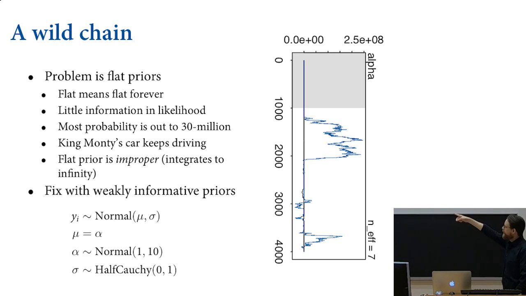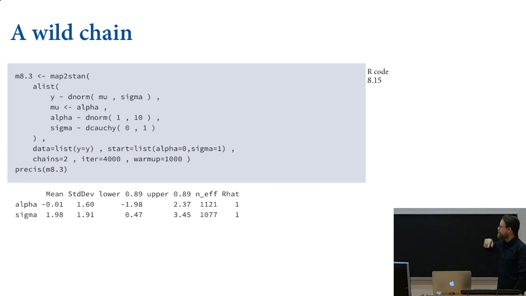So how do we fix it? Let's just add some weakly informative priors. I'll put a normal 1, 10. I put the prior at 1 here to show you that it's not going to matter. It'll still find the right mean. And a half Cauchy 0, 1. Very diffuse priors. Here's the code, of course. You know how to do this. You're good at adding priors. And now it's sensible. Alpha is indistinguishable from 0 there. The n_effs and R-hats are great. Perfect.